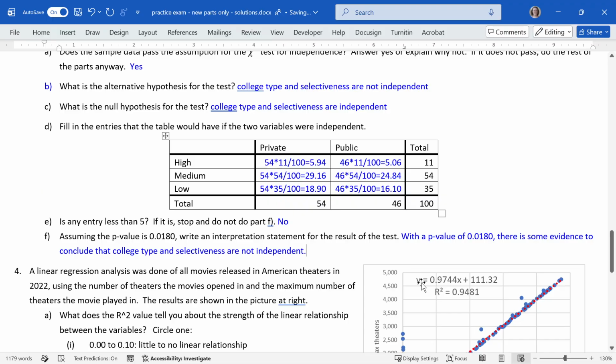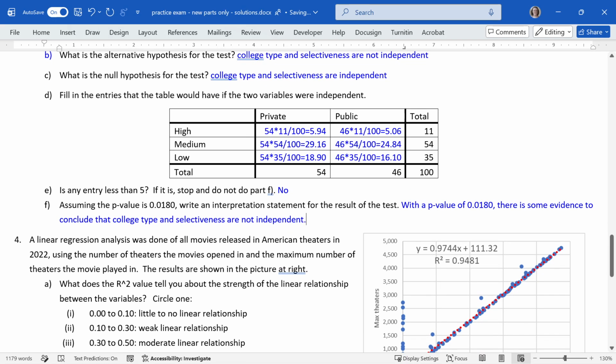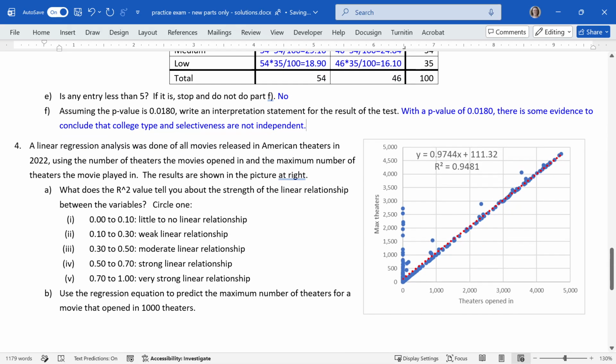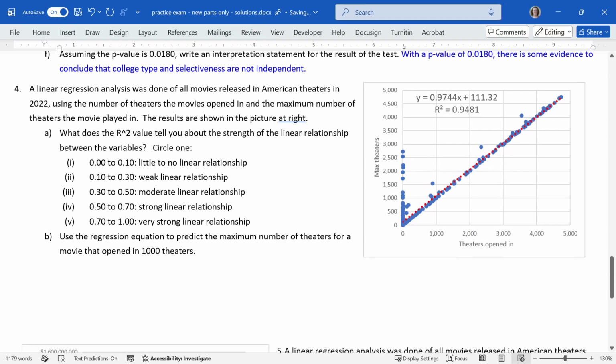Actually, the more selective colleges are more frequently private colleges, like your Ivy Leagues, your Harvards, your Yales, and so on. Although there are some very selective public colleges too. All right, now we're going to do some linear regressions.